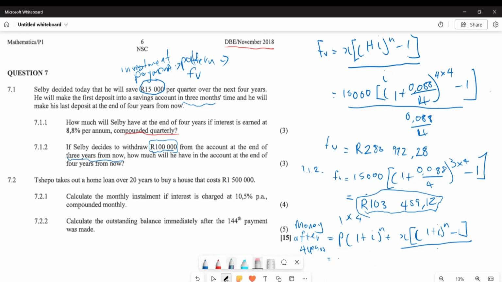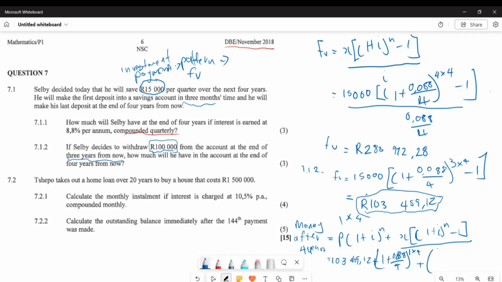And now we are saying, look, now this is going to be the 103,459.12 plus, now in brackets, 1 plus 0.088 over 4, for how long? For 1 year, multiplied by your quarterly, which is 4, plus the other one is going to be what?